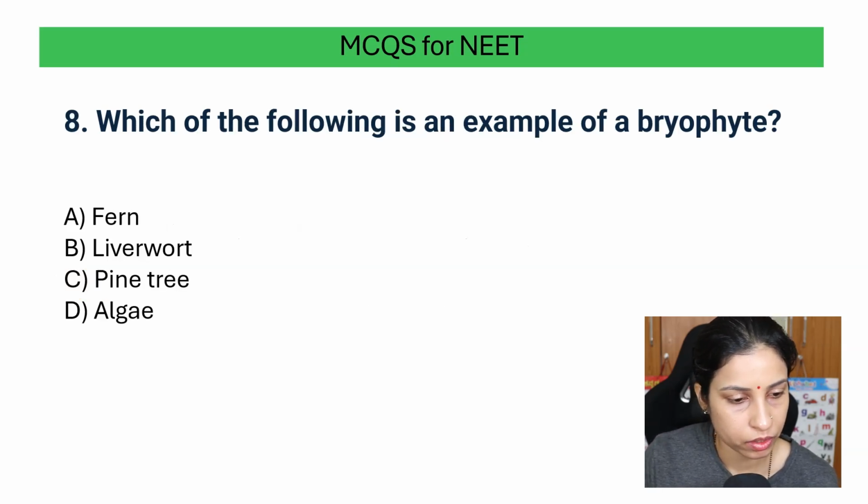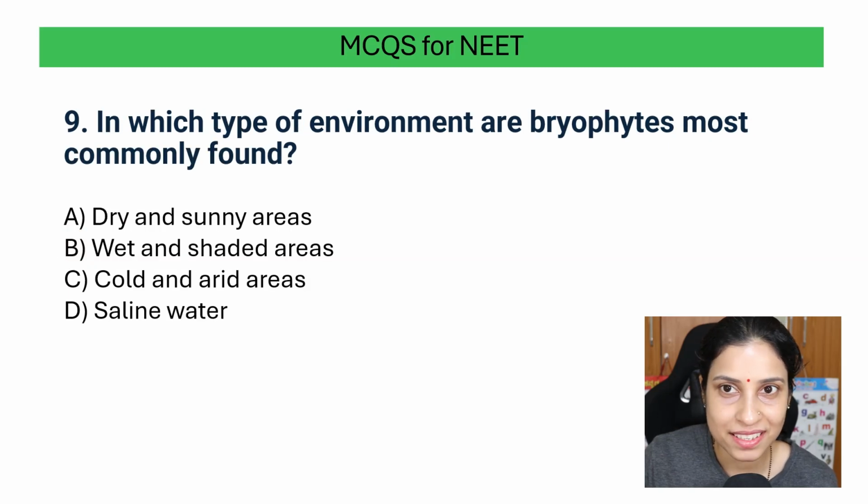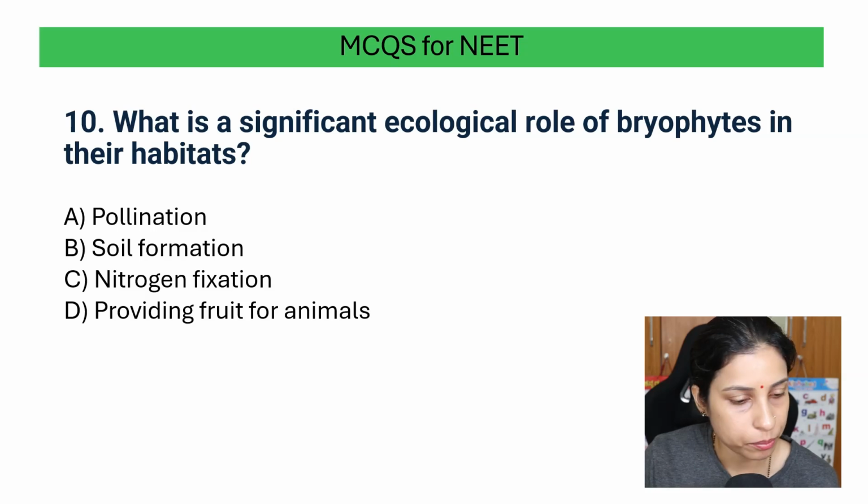Okay. Which of the following is an example of a bryophyte? Fern, liverwort, pine tree, algae. Option B, that is liverwort. Next, in which type of environment are bryophytes most commonly found? Dry and sunny area, wet and shaded area, cold and arid area, or saline water? Option B is correct because a wet and shaded area is required for the growth of the bryophyte.